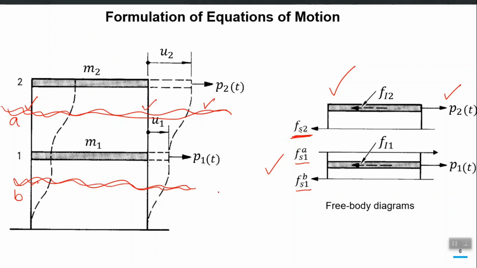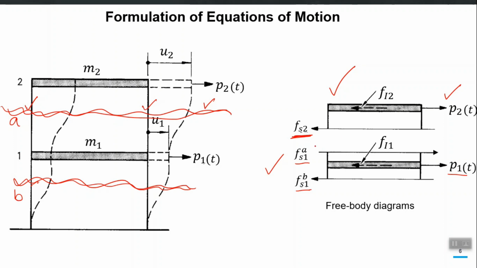This Fs1B represents the elastic restoring force offered by the bottom story columns, and obviously it should be opposite in direction with respect to P1. So if P1 is towards the right hand side, the columns will want the mass to come back to its original position, so it should be towards the left hand side. So, is the sign convention and the notation clear or not? Is it clear? So both of these free body diagrams are clear.